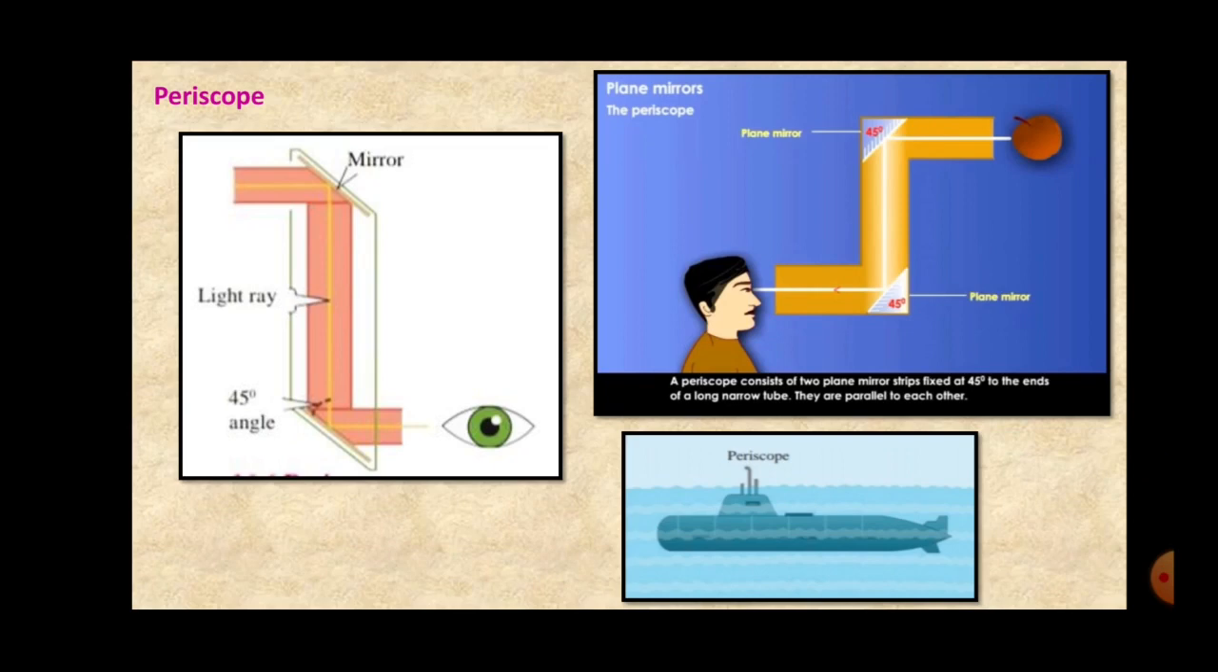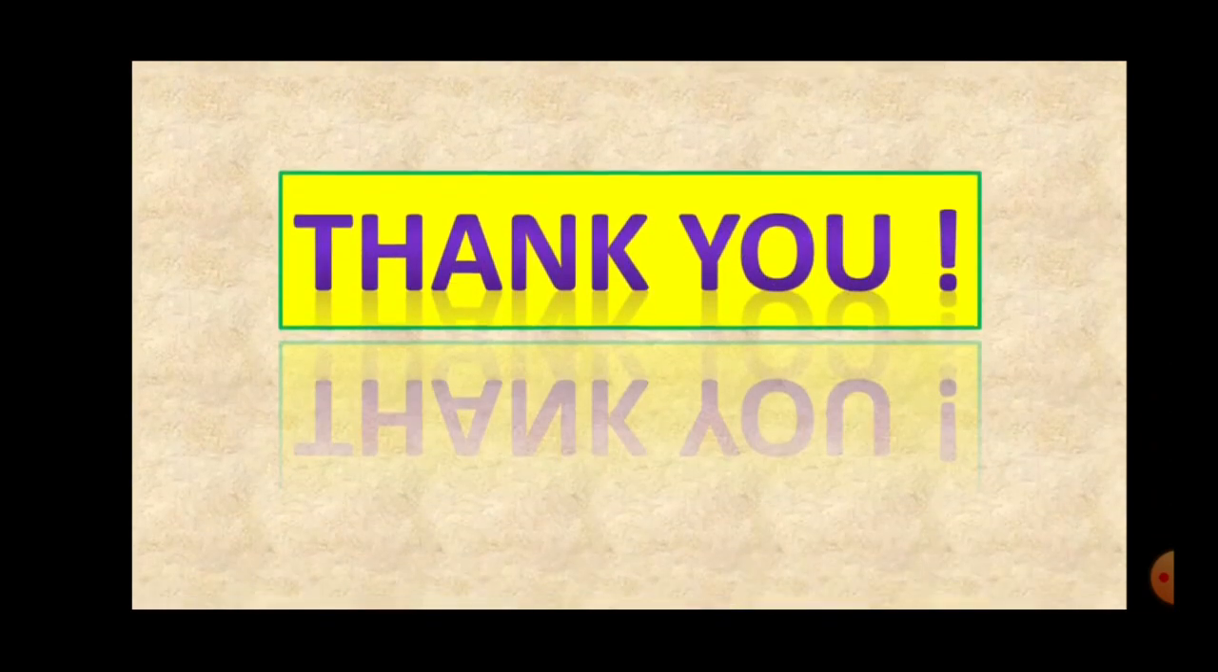So this device is called a periscope, and this is used in the submarines, as I said, to see what is happening on the surface of the water. So both these periscope and kaleidoscope work on the laws of reflection of light. So with this we finish with the lesson. It was quite a small lesson.